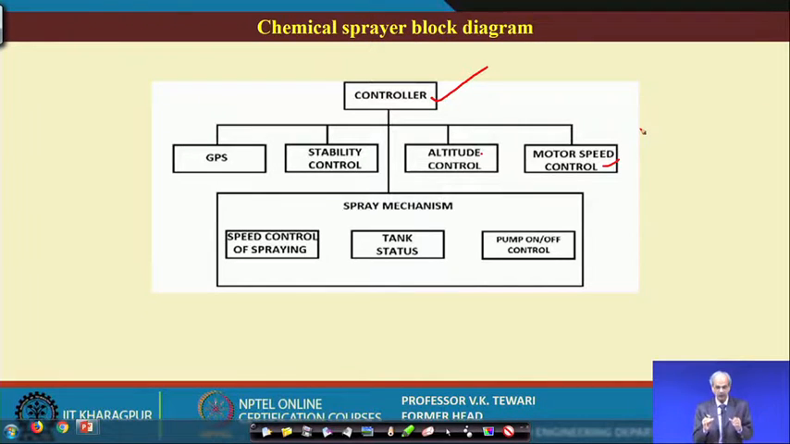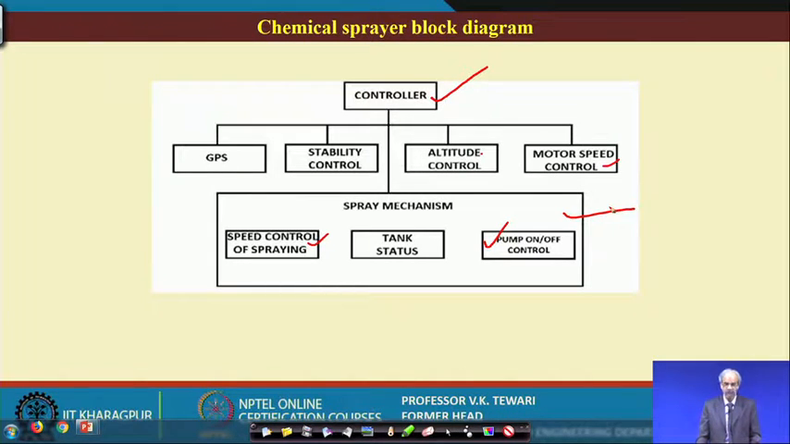And then the spray side, then what is it? After the controller has taken care of all the details of the location, the features have been extracted and the decisions have been taken, then accordingly the spray mechanism has to be directed. So, you have the tank status, the speed control of the spraying, then the pump location, whether it is on or off. Now, this part is done. So, two aspects: one is the controller part, the second part is the spraying part.